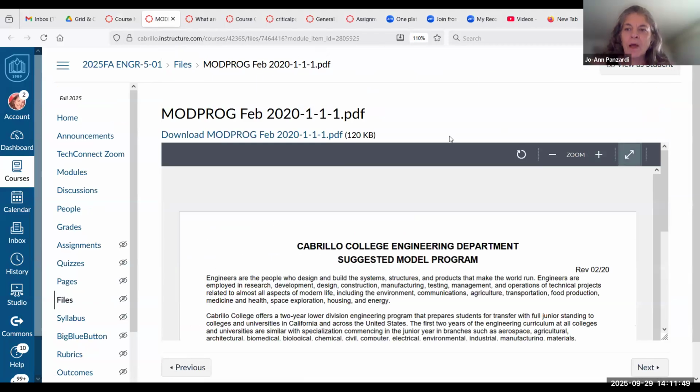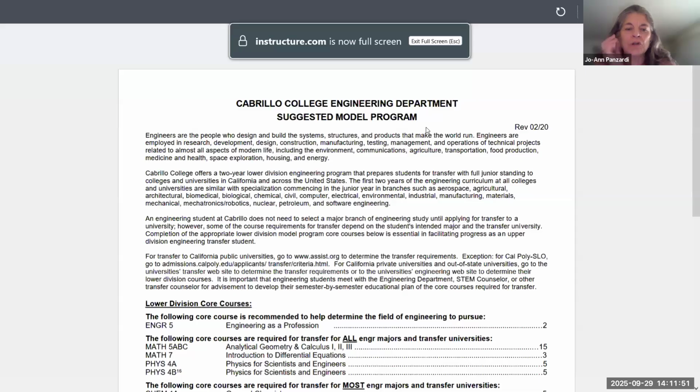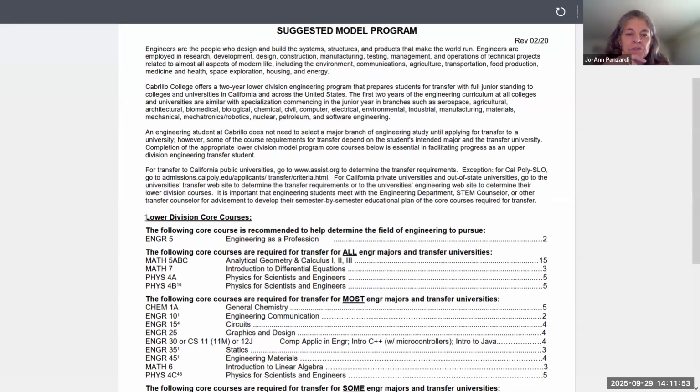So, some terms you need to know. There's a term called lower division. You see it right here. And lower division is the first 2 years of an engineering program, so your freshman and sophomore level years. And upper division is junior and senior years. So if you're a community college student, you're taking all your lower division courses at Cabrillo, and then you transfer, and then you have your last 2 years at the university taking upper division courses.